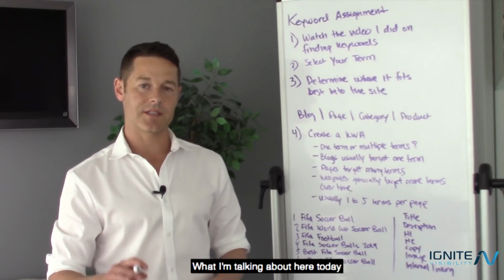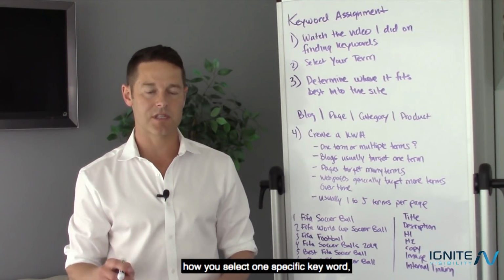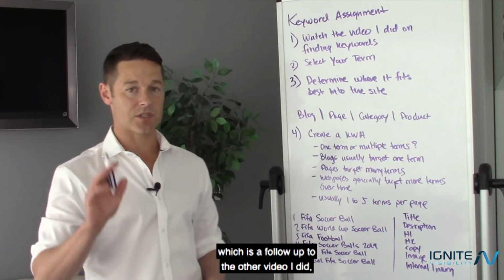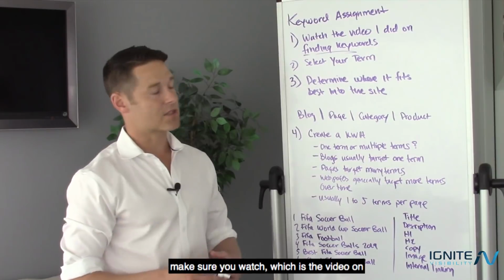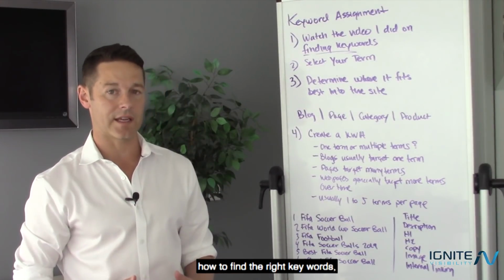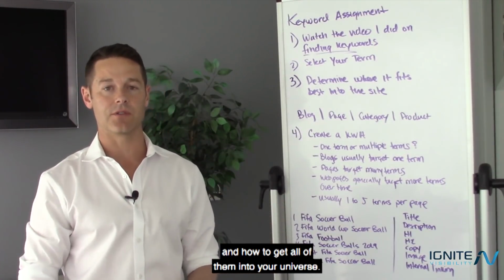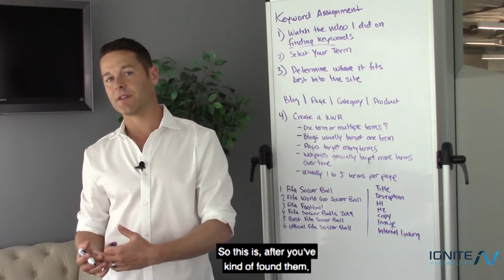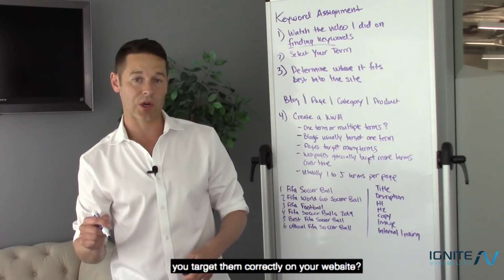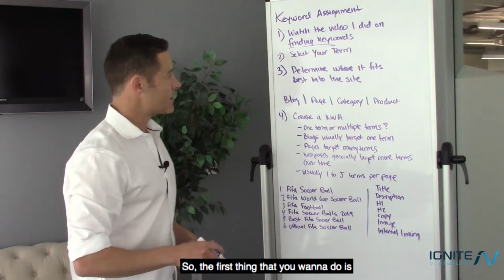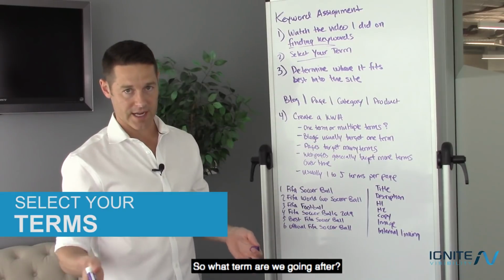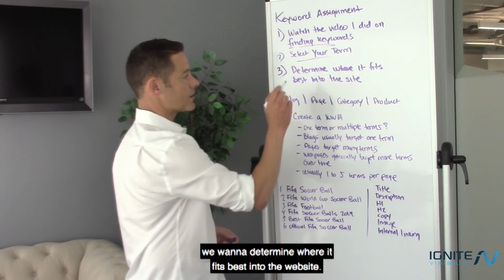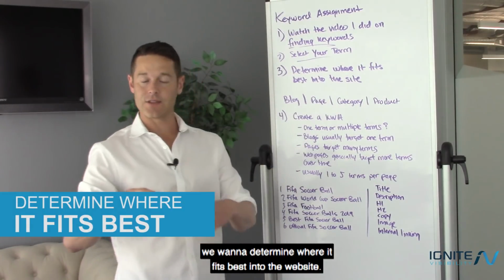What I'm talking about here today is kind of more the basics, how you select one specific keyword, which is a follow-up to the other video I did, which make sure you watch, which is the video on how to find the right keywords and how to get all of them into your universe. So this is after you've kind of found them, what do you do so that you target them correctly on your website? So the first thing that you want to do is you want to select your term. So what term are we going after? After you know that, we want to determine where it fits best into the website.